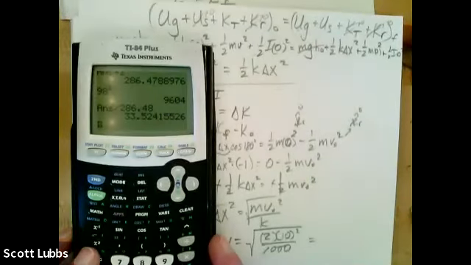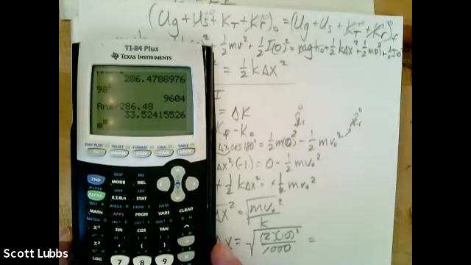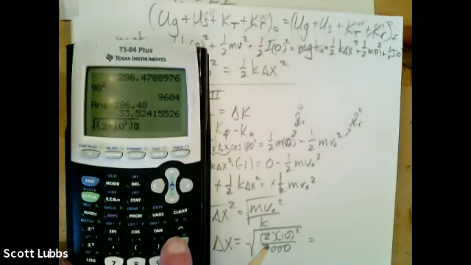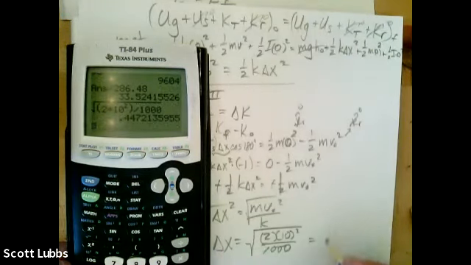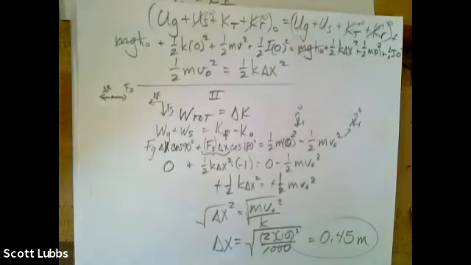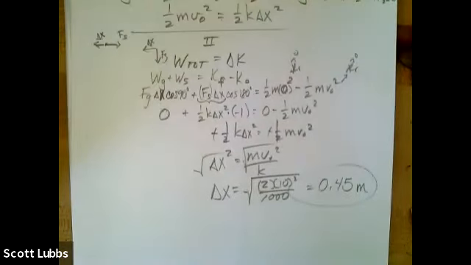Okay, let's see how we do here. Root. Nope, clear. Second. Root quantity 2 times 10 squared divided by 1,000. 0.45 meters. That's going to be quite the squeeze. So there you go.